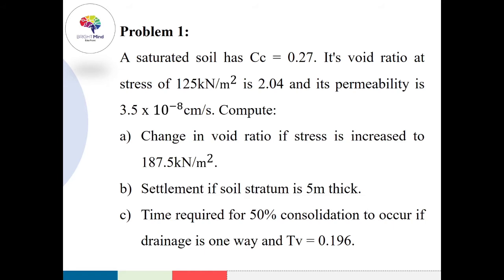With this given data, I have to find out three things. The first is the change in the void ratio if stress is increased to 187.5 kN per meter square. Second, the settlement if the soil strata is 5 meter thick. And third is the time required for 50% consolidation to occur if drainage is one way, and the time factor is also provided as 0.196. So we'll start with the solution, and first we'll find the change in the void ratio.